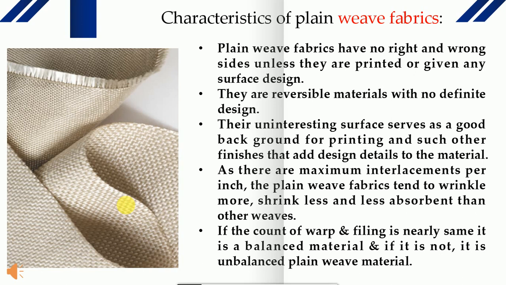material. As there are maximum interlacements per inch, the plain weave fabrics tend to wrinkle more, shrink less and are less absorbent than other weaves. If the count of warp and filling is nearly the same, it is a balanced material, and if it is not, it is an unbalanced plain weave material.